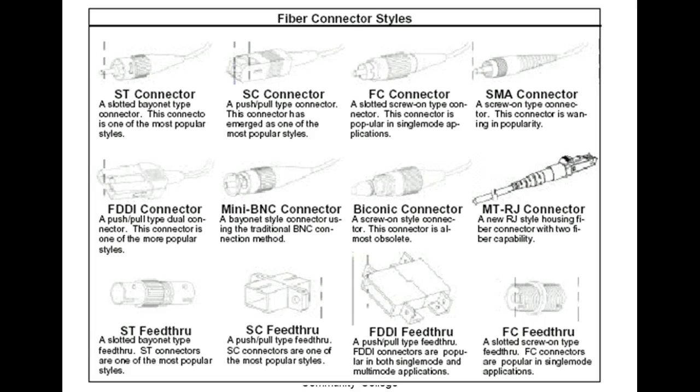SC connector is very popular because it is a quick disconnect. An FC connector, an SMA connector, and we have most of these. An FDDI, we have a cable that has this on there. We don't have a mini B and C. We did have a Biconic connector, but I can't find it. And so we don't have this one. RJ connector. An ST feed-through, we do have these. We can use these to temporarily splice a cable together if they've got connectors on it. We have an SC feed-through.